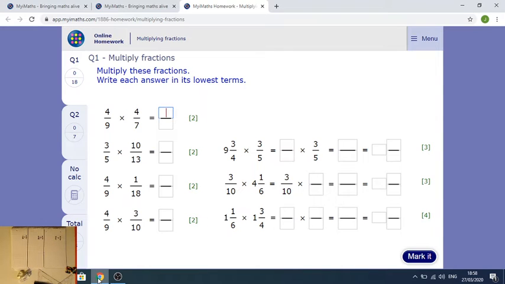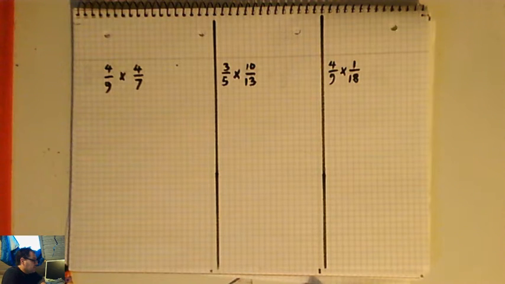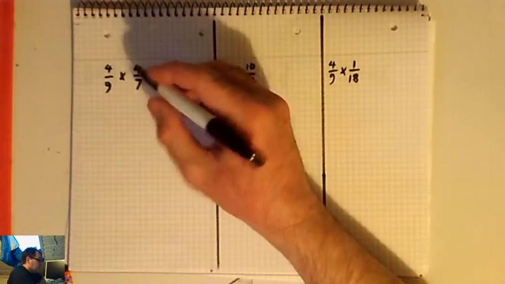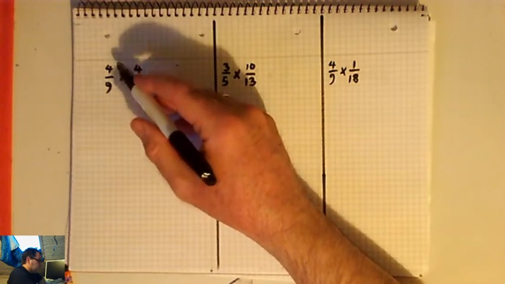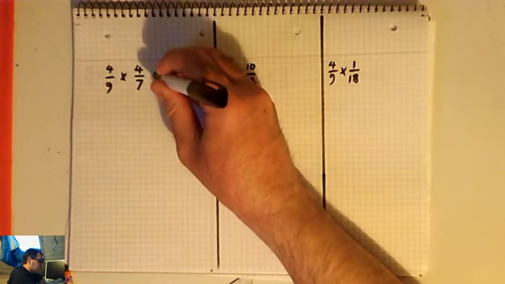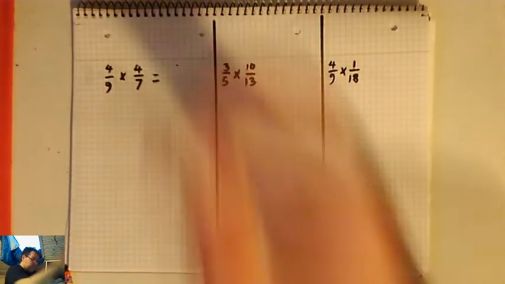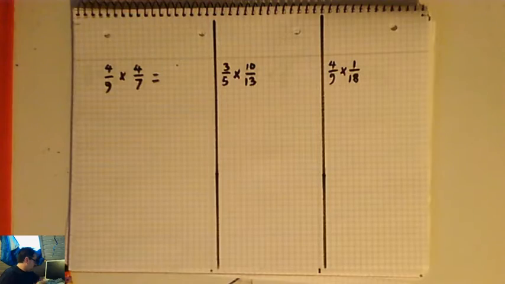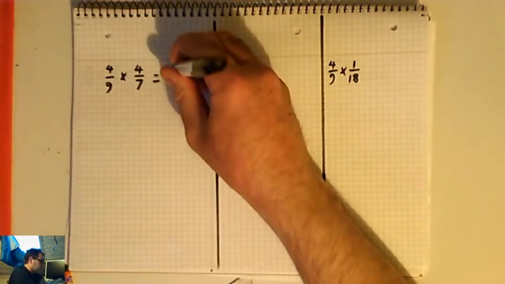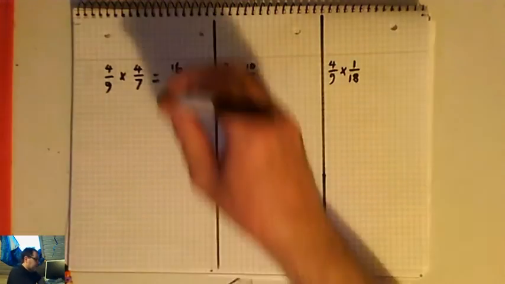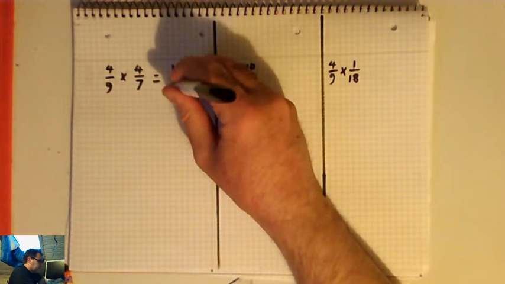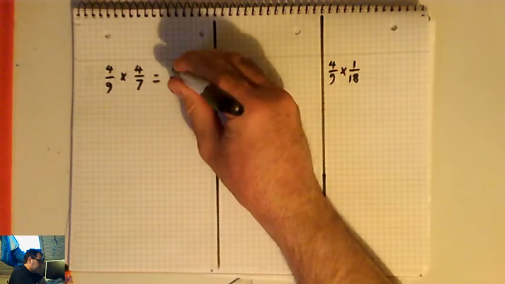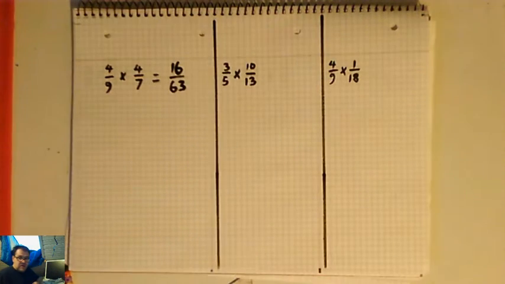So here's some questions from my iMaths on multiplying fractions. In this video I'm going to do all the questions in part 1. So I've written them all down. 4/9 times 4/9 times 4/7. So when you're doing fractions, it's simply top times top, bottom times bottom. So 4 times 4 is 16, and 9 times 7 is 63. So that first one is 16 over 63.